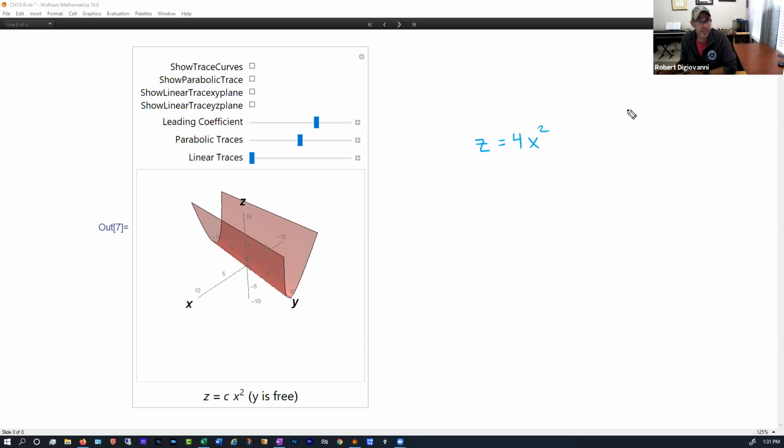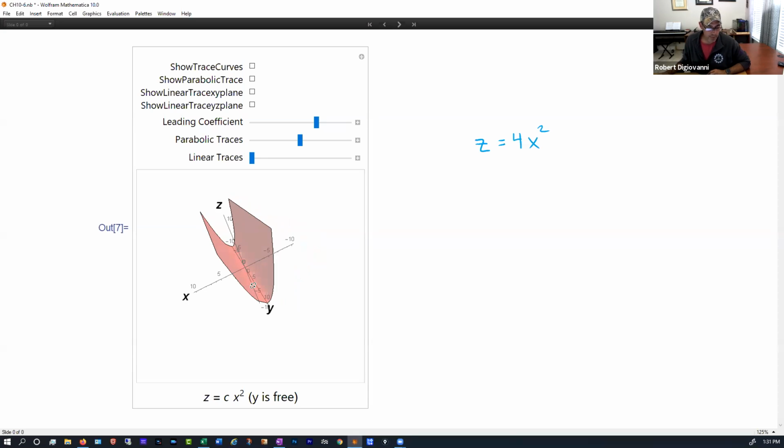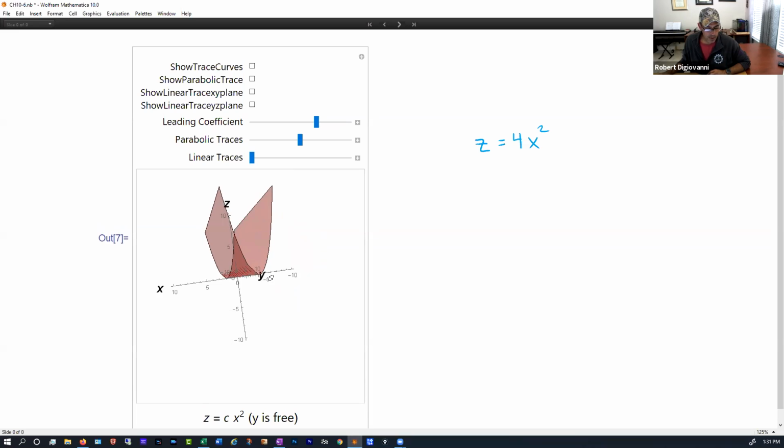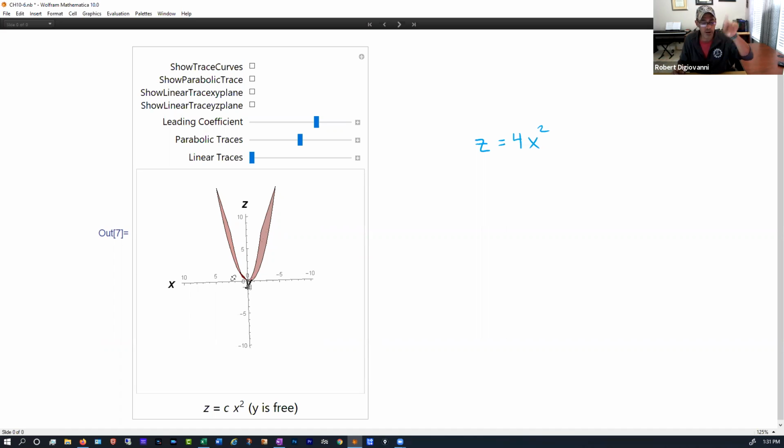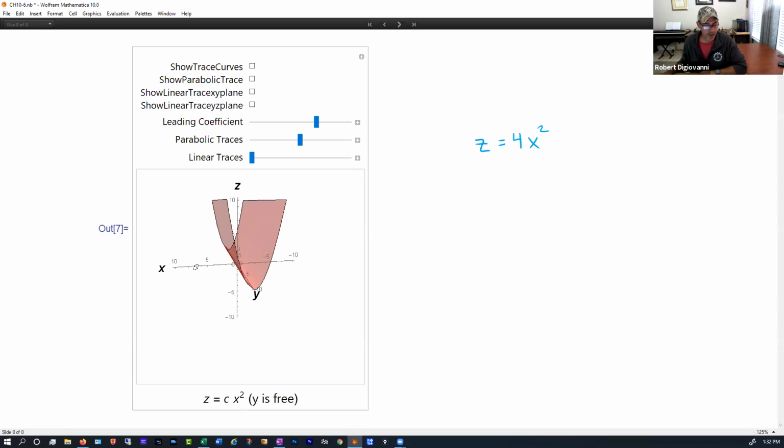The Y is free. So what that tells you is that you're going to have a parabola when you put yourself, this is always really hard for me to do here, right down the Y-axis, like you're standing on the Y-axis looking down and you see the XZ plane down there, you have a parabola, okay? So it's just a parabola, but because your Y is free, the parabolas can come towards you and away from you. And so that's why you get the whole thing.